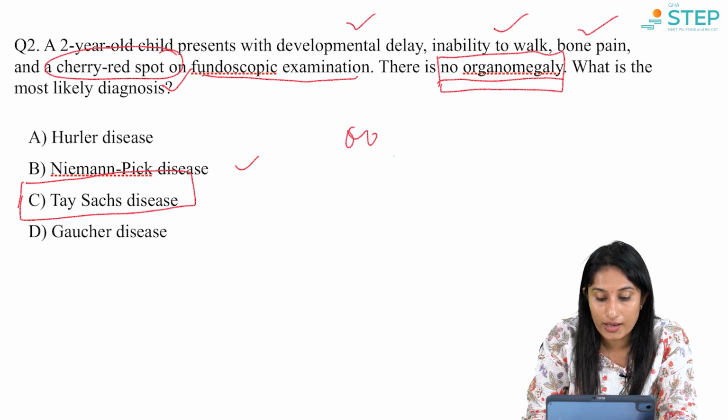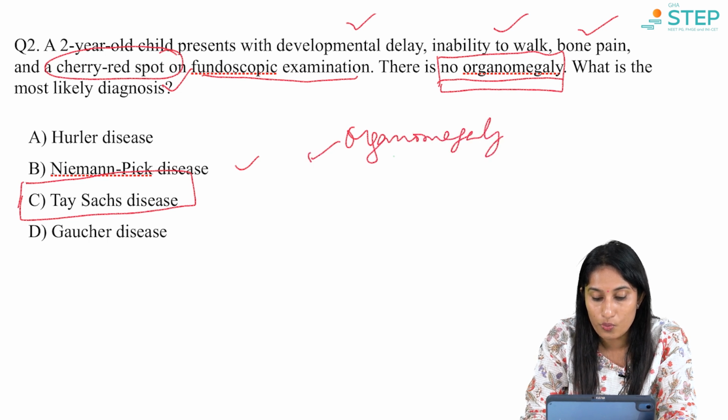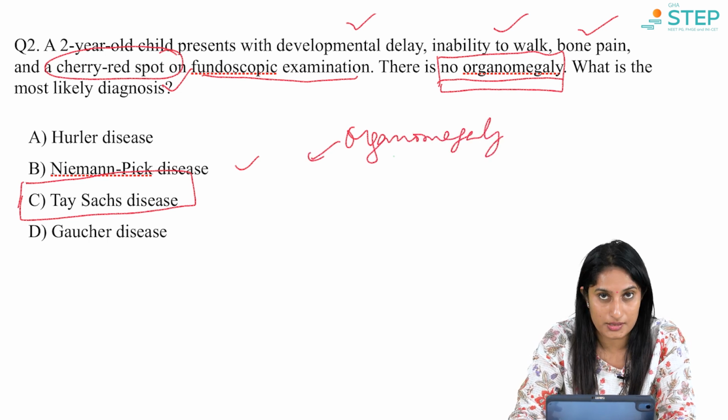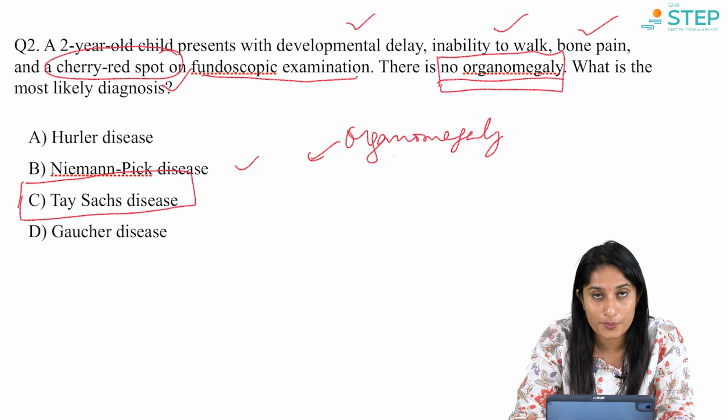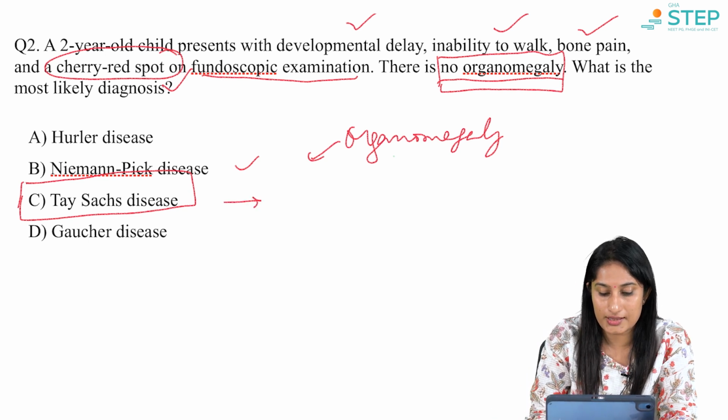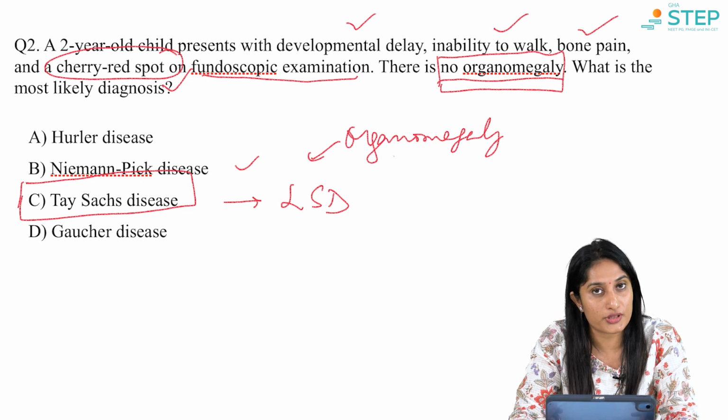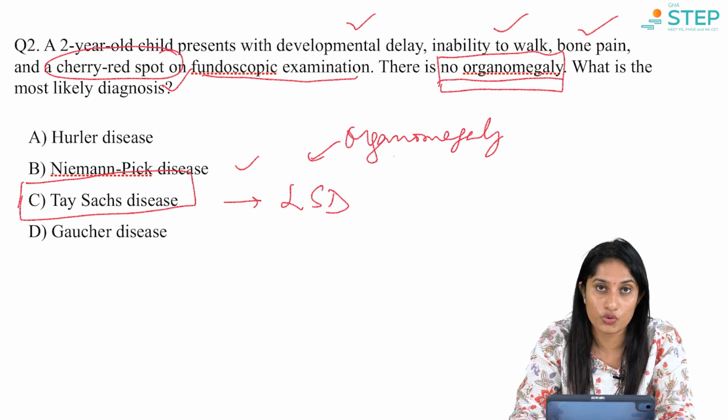If there was to be an organomegaly, then it would go more in favor of Niemann-Pick disease. So, cherry red spot, no organomegaly, we have to say it as Tay-Sachs disease. Now, what is Tay-Sachs disease? Tay-Sachs disease belongs to the group of disorders of lysosomal storage disorder, or LSD.